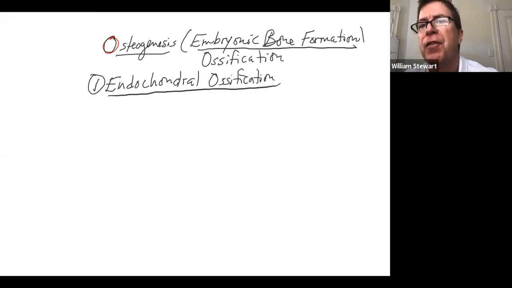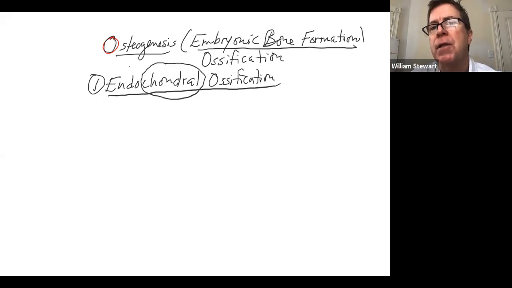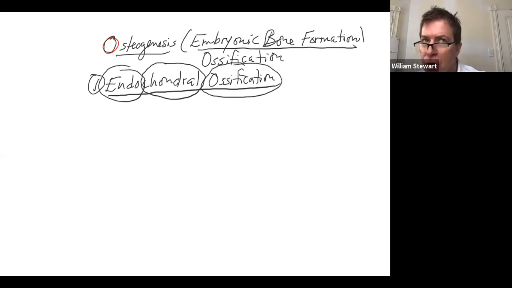Let's just define this word. Chondral means cartilage. Endo means within. Osteo means to form bone tissue. So the definition of this word literally means the formation of bone within cartilage, or in this case, within a cartilage model. So bone develops by replacing cartilage prior to birth.